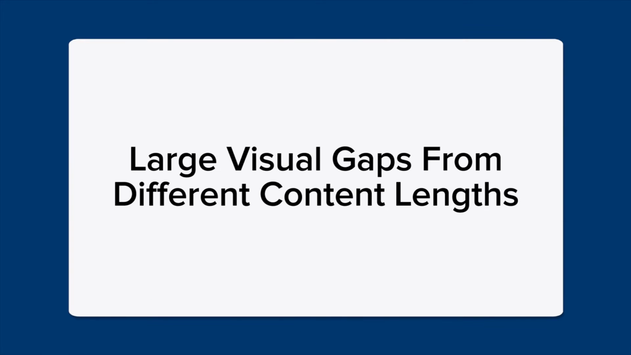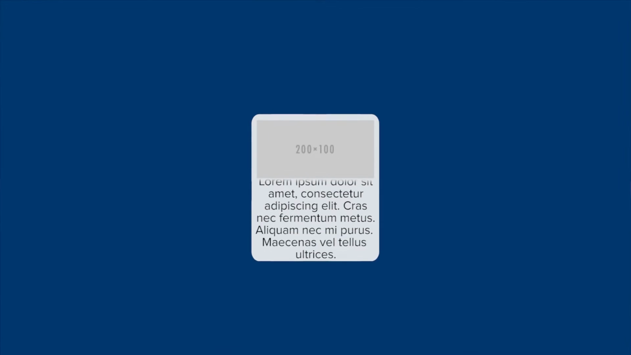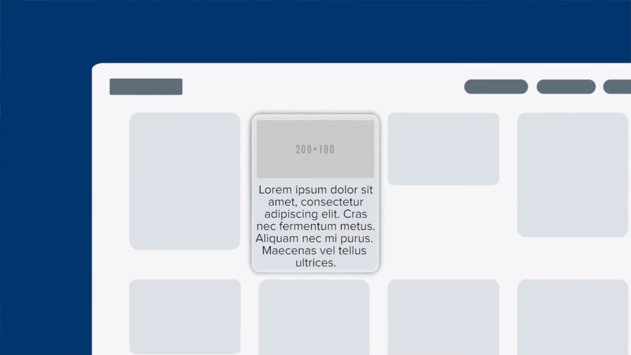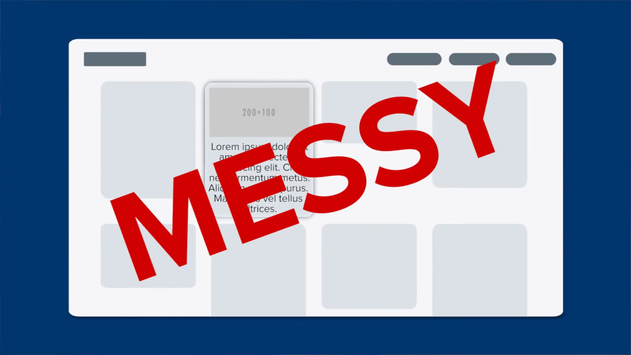Number 1, large visual gaps from different content lengths. So it's super easy to make really nice and pretty cards in your sketch files, but once it's all coded up, the responsive cards can take up the space of your titles, descriptions, buttons, and anything else that can fluctuate the sizing of your cards. This can make your site look disorganized and probably ruin the entire site as a whole.